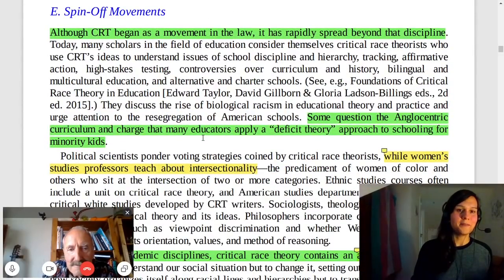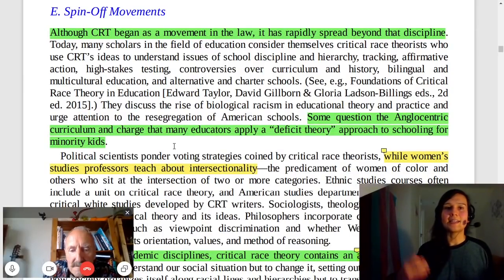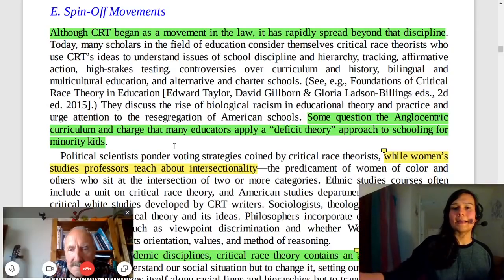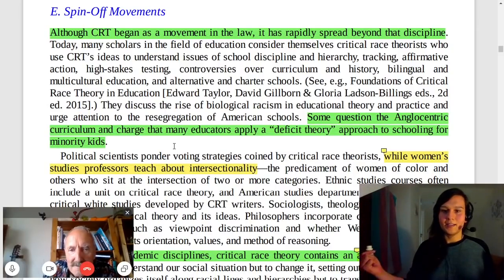So let's talk about the spin-off movements here. It began as a movement in law, and it quickly spread beyond that discipline. I did a video recently about critical race theory and the classics, like Latin and Greek. I said a similar thing to what I'm saying here, that when classicists talk about decolonizing curricula and bringing critical race theory, it's literally just saying, hey, let's look at texts through these perspectives and see what we get out of them. It's not saying that everything is wrong as an approach.